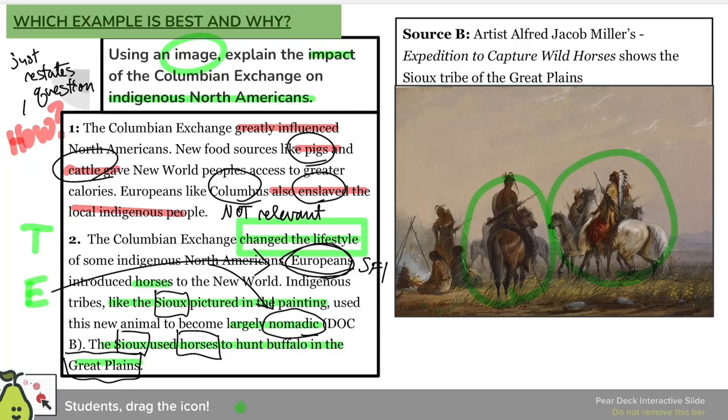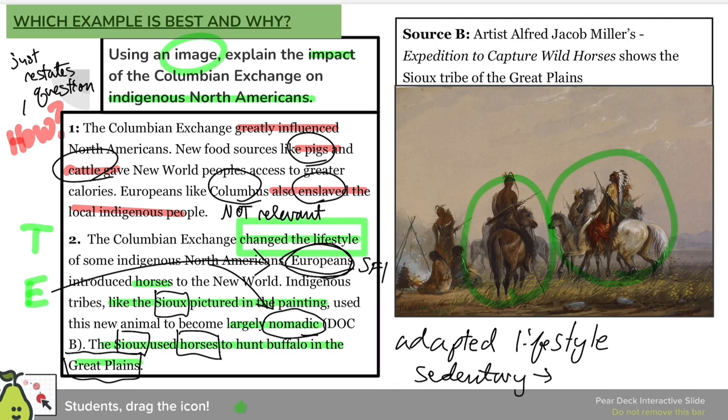They don't want to be a part of the encomienda, and so they move into the Great Plains, into the Midwest. The horses that the Europeans brought enabled them to adapt their lifestyle to being nomadic. So they went from being sedentary, settled in a city or a territory, to now being nomadic hunter-gatherers. That is an effect that is depicted in this image.